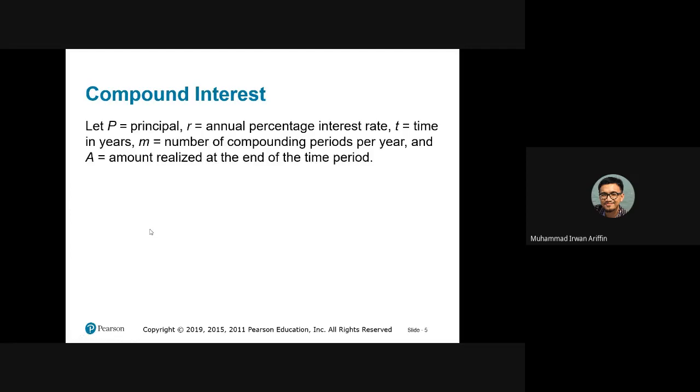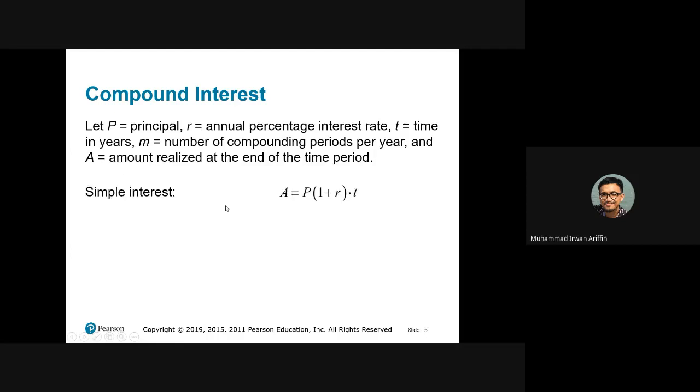So let's see an example of the application of this irrational number e. Let's say we are interested to investigate compound interest, where P is the principal, R is the interest rate in percentage, T is time in years, and M is the number of compounding periods per year. Finally, A is the amount realized at the end of the period. So we have five notations that you need to know: P, R, T, M, and A.